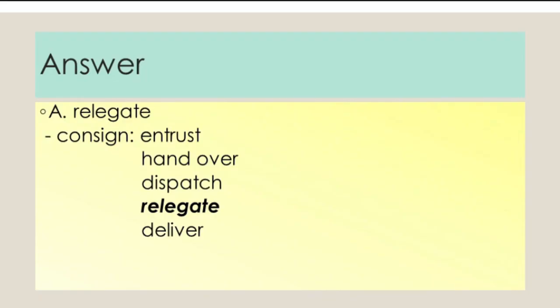Consider the following words given as synonyms of consign: entrust, hand over, dispatch, relegate, and deliver. There are still other words, but we limit the words given there in order to give you a view that relegate is one of the synonyms of consign.